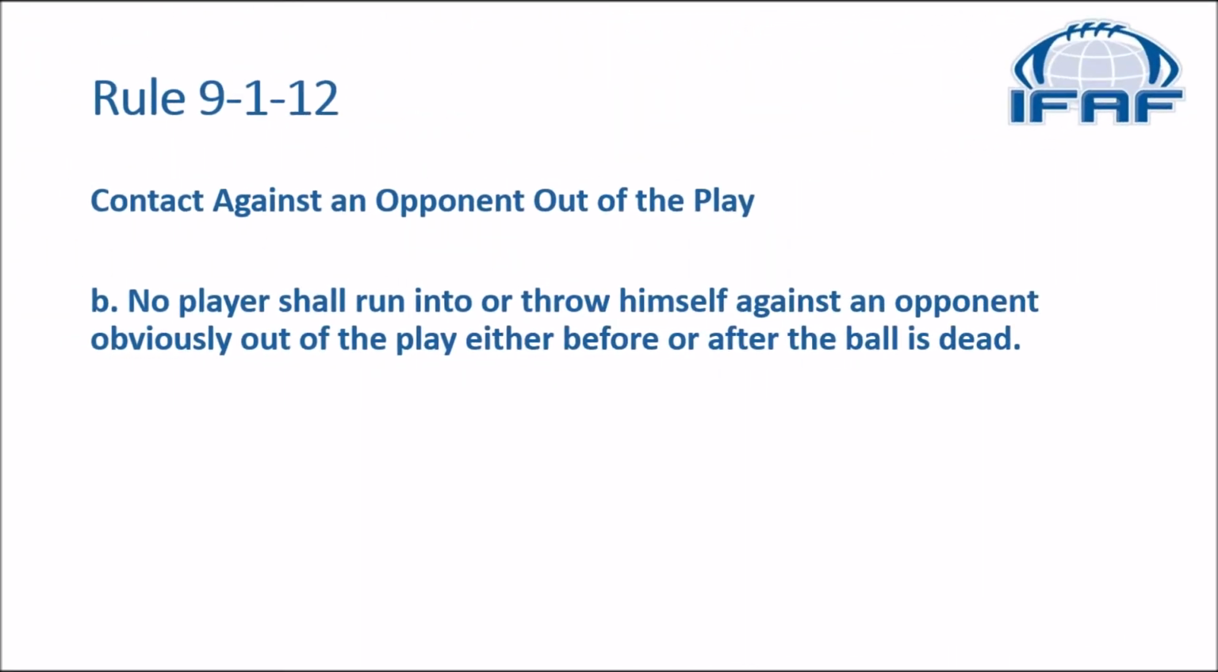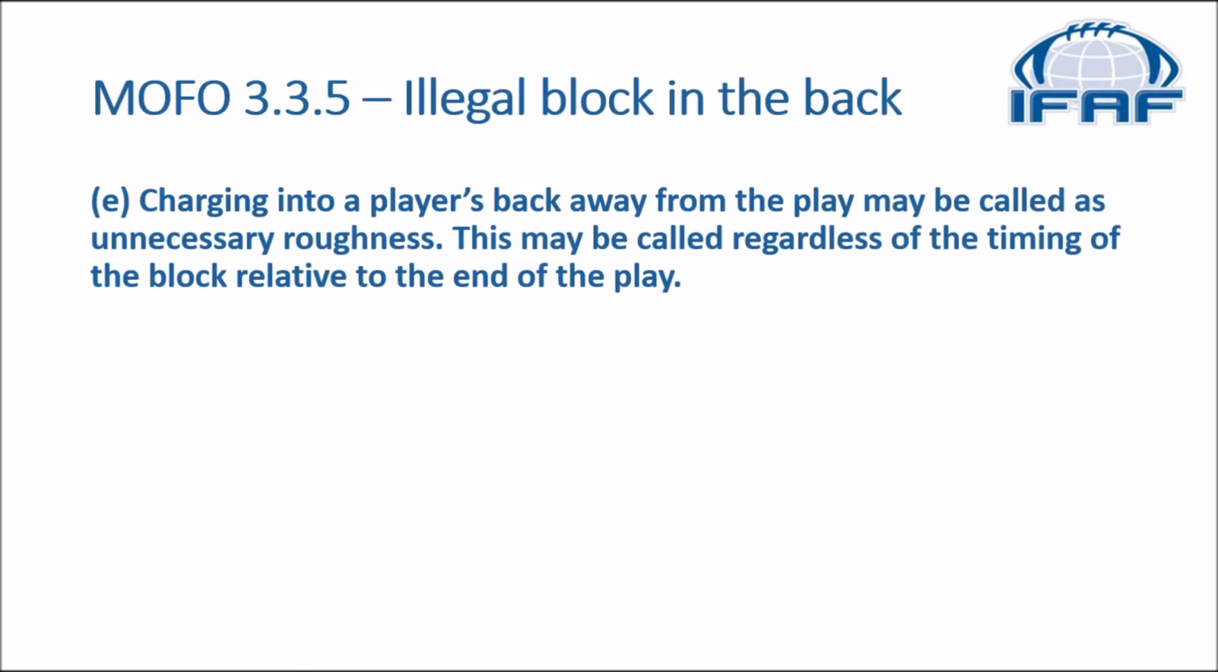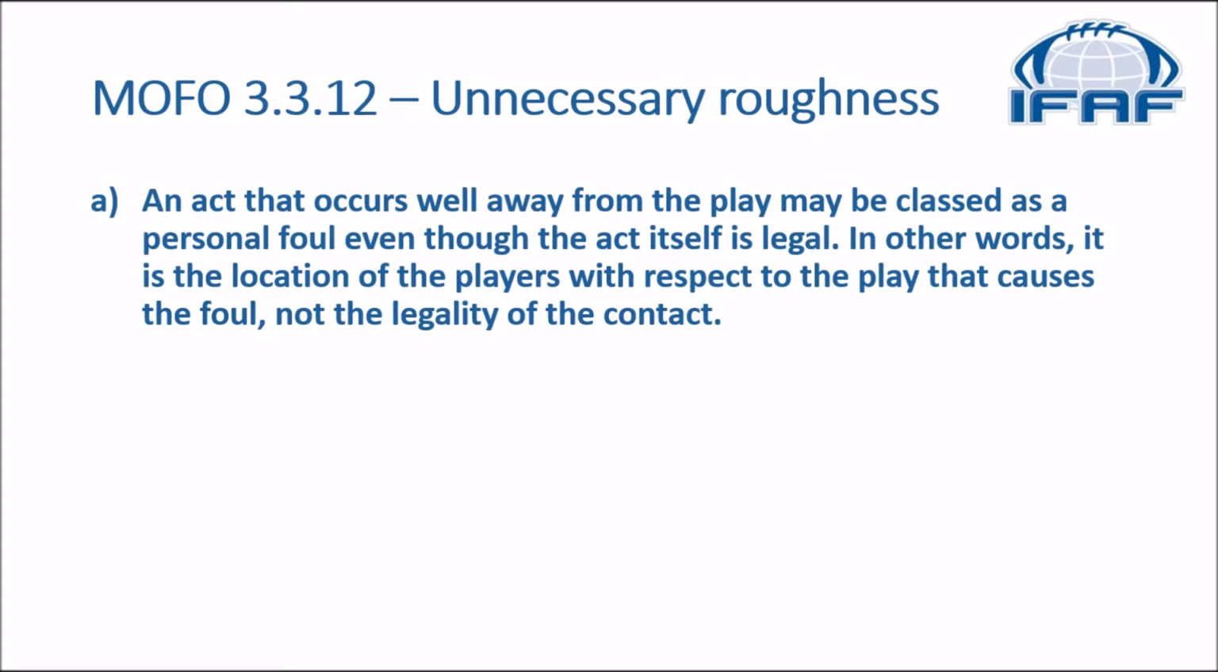In the rulebook, we go to 9.1.12, contact against an opponent out of the play, and B says no player shall run into or throw himself against an opponent obviously out of the play, either before or after the ball is dead. In the MOFO, we start out in 3.3.5, illegal block in the back, where E says charging into a player's back away from the play may be called as unnecessary roughness. This may be called regardless of the timing of the block relative to the end of the play. And then we move on to 3.3.12, dealing with unnecessary roughness. A, an act that occurs well away from the play may be classed as a personal foul, even though the act itself is legal. In other words, it is the location of the players with respect to the play that causes the foul, not the legality of the contact.